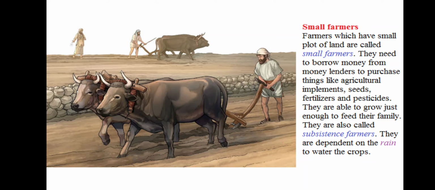The other name for them is subsistence farmer. For watering the crops, they depend on the rain. So if the rain is there, then the crops are good. If there is no rain, then the crops are not good. And even if there is too much rain, it affects their crops.